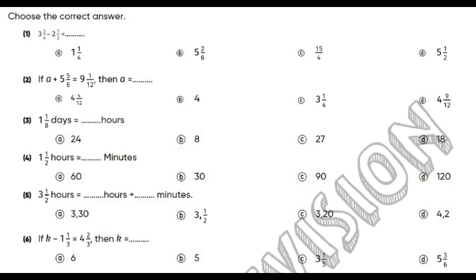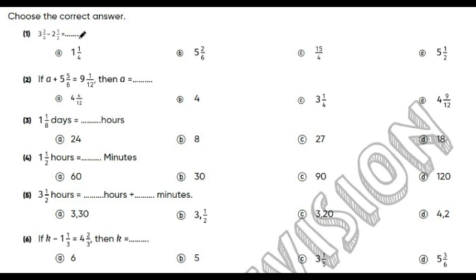Today we'll solve 50 plus questions as a March revision. First question says 3 and 3 over 4 minus 2 and a half. We want to solve this operation. To solve this operation, first we have to look at the denominators. The denominators here are different. We have 4 and 2.